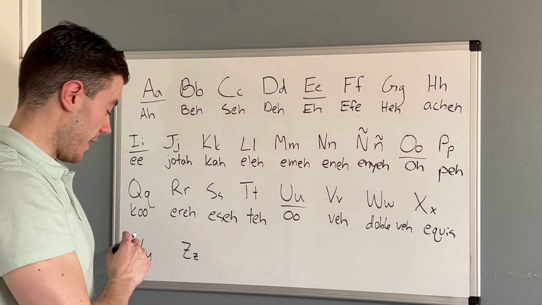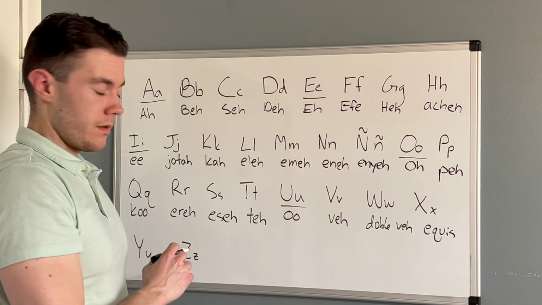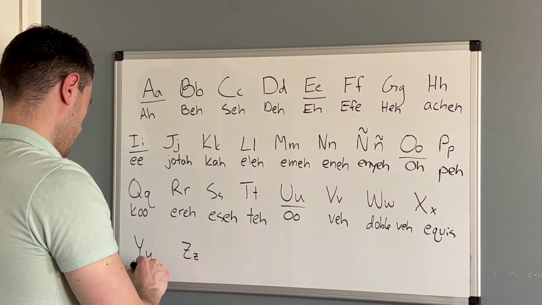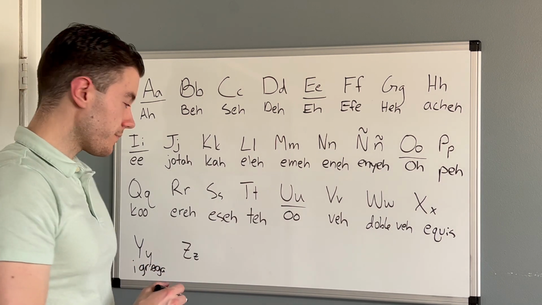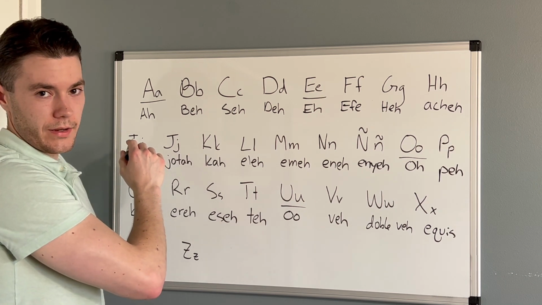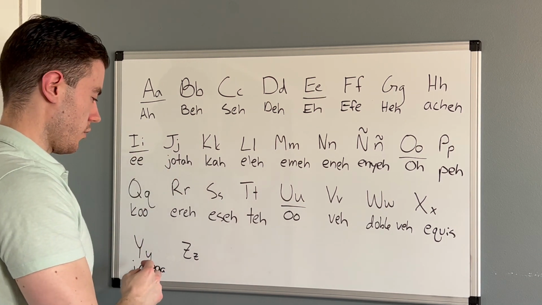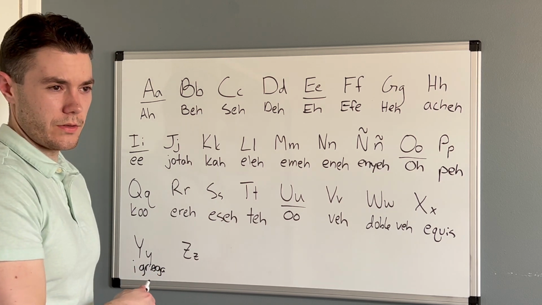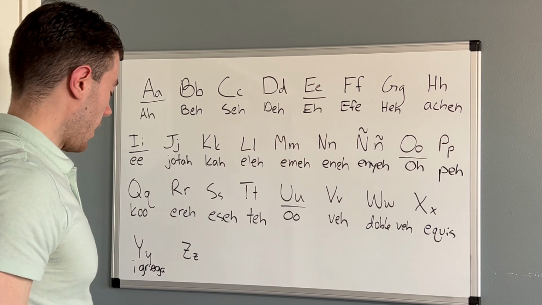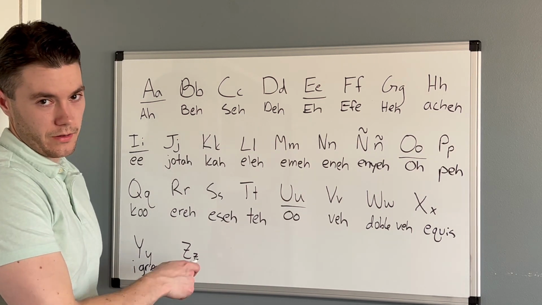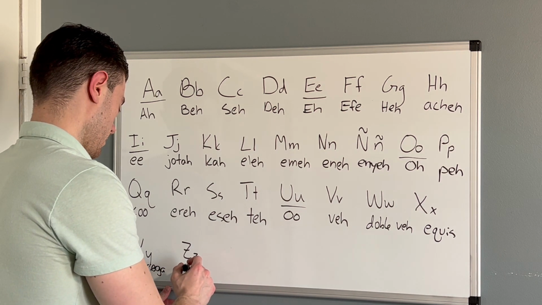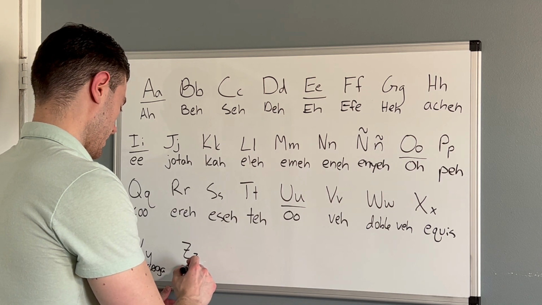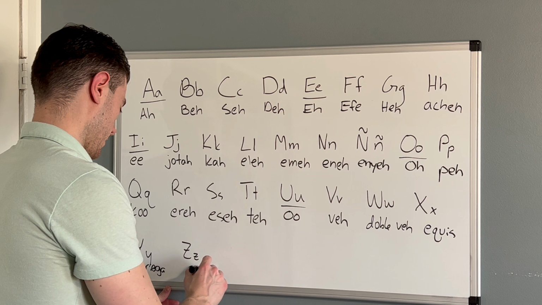English Y, Spanish Y, which means Greek I. So letter I in English is Spanish E, and then in ancient Greek, I guess, the E sound was represented with this Y symbol, so they call the Y Greek Y. And then English Z is Spanish zeta.